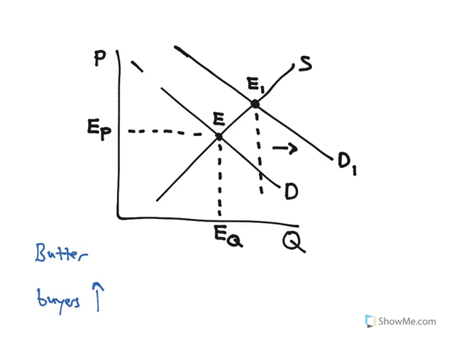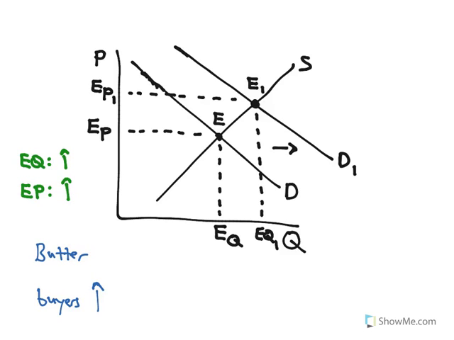And then we now have a new equilibrium quantity, EQ1, and a new equilibrium price, EP1. So a question might ask you, what happened to the equilibrium quantity and price? And what we would say is the equilibrium quantity increased and the equilibrium price increased, right? We went up to EP1 and over to EQ1.